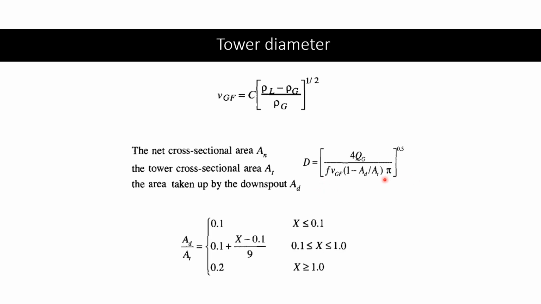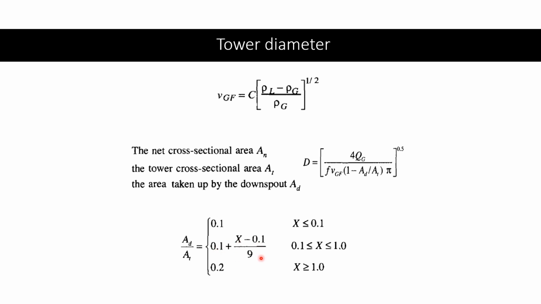Now this term AD over AT, downcomer area over total area, can be estimated by considering the value of capital X. If you remember, capital X was L prime over V prime times the density of the gas over the density of the liquid to the power of 0.5. So if X is less than 0.1, then AD over AT will be equal to 0.1. If it is more than 1, then AD over AT will be equal to 0.2. And if it is in between, it's going to be this value here.